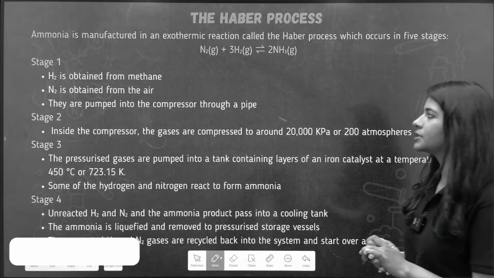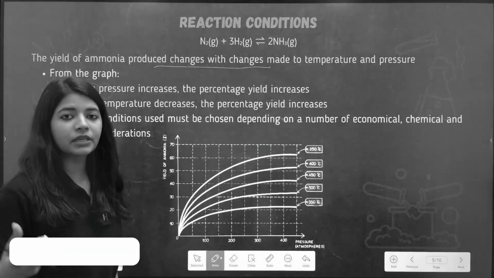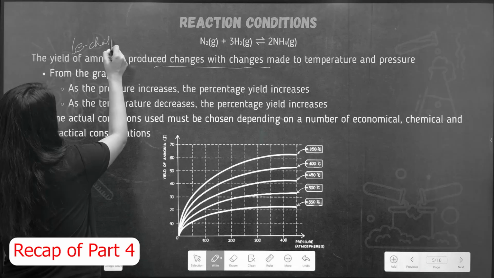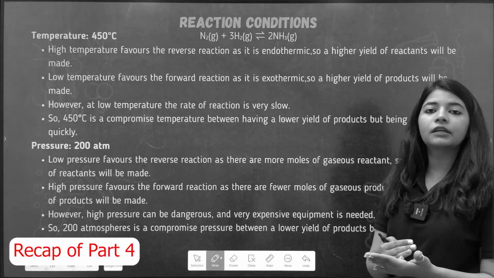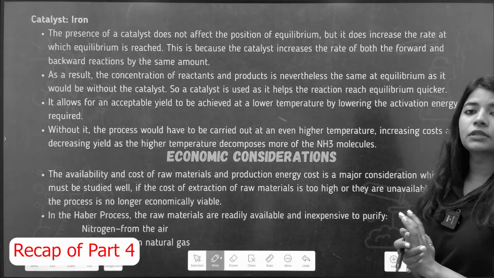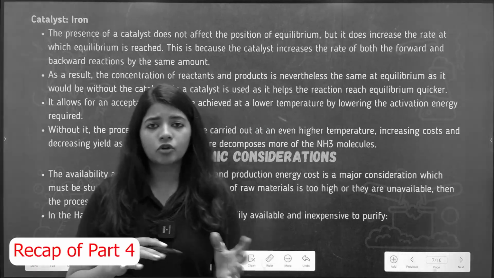As per Haber's process, ammonia is manufactured in an exothermic reaction. So here we are talking from Le Chatelier's principle, which we have discussed, on why it is chosen that the temperature should be 450. The catalyst which we use is iron. Now what does a catalyst do? A catalyst does not change the direction of equilibrium.